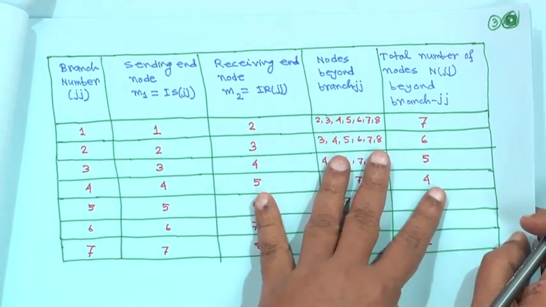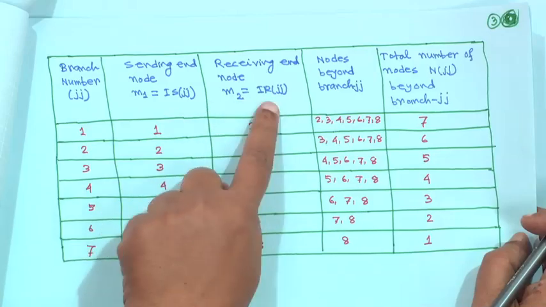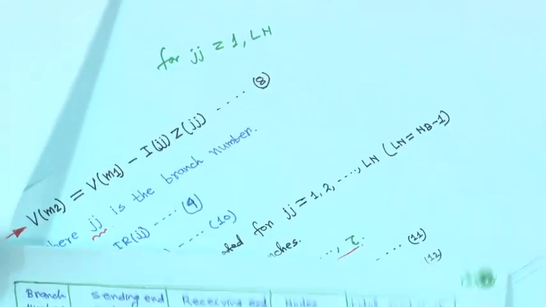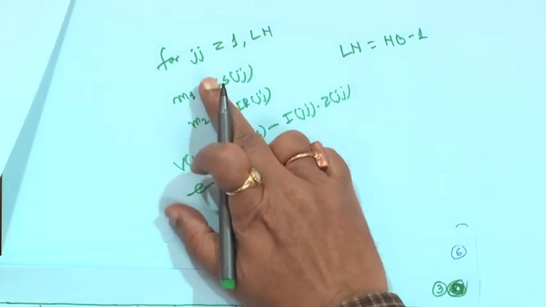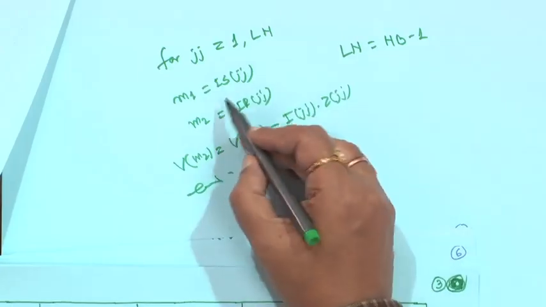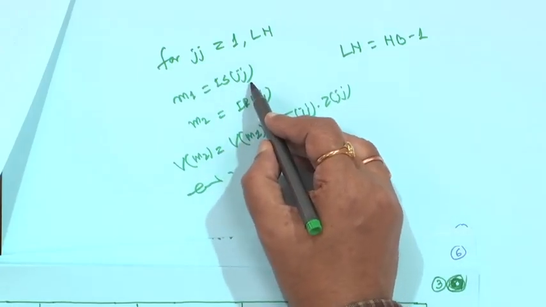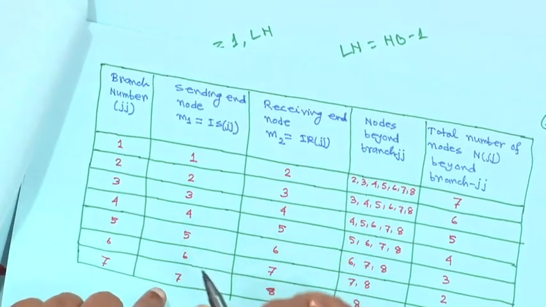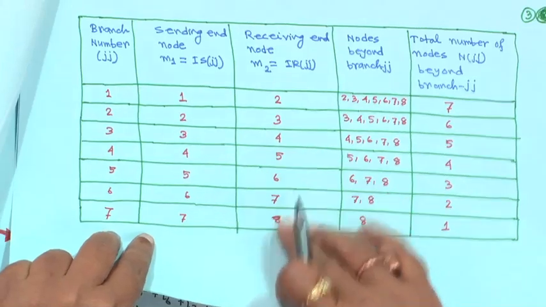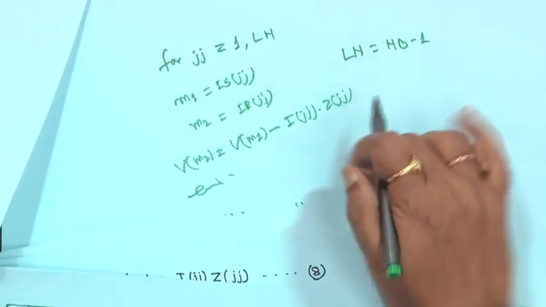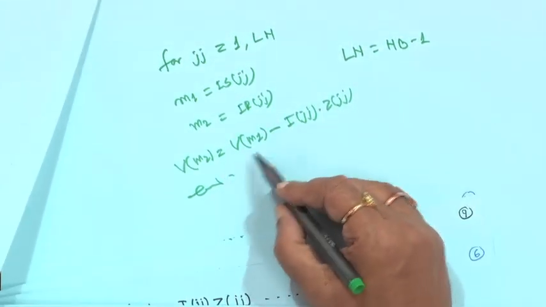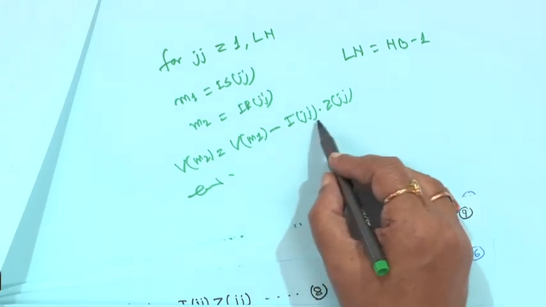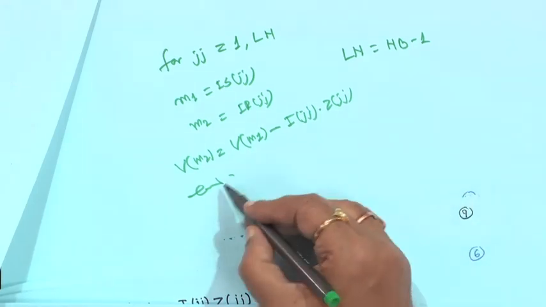This also will be required later, but M1 is ISJJ, M2, all these things you are reading. So when you write code, you write for Jj is equal to 1 to Ln, then put M1 is equal to sending end node ISJJ. Automatically after reading this it will take it, those who are writing code know. And M2 is equal to IRJJ, then you write Vm2 is equal to Vm1 minus Ijj into Zjj, this is end.